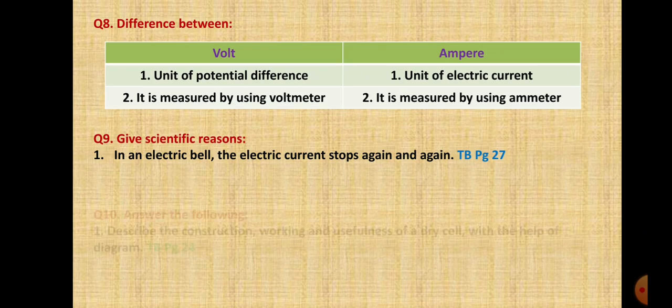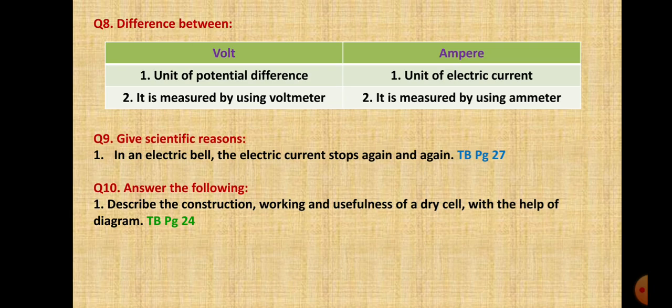Okay. The next question is question number 10. Answer the following. Describe the construction, working and usefulness of a dry cell with the help of a diagram. So come to page number 24. You have to describe the construction, working and usefulness of a dry cell. See, the heading is given, dry cell. Just above the blue box, try this. Okay, you can see the diagram also.